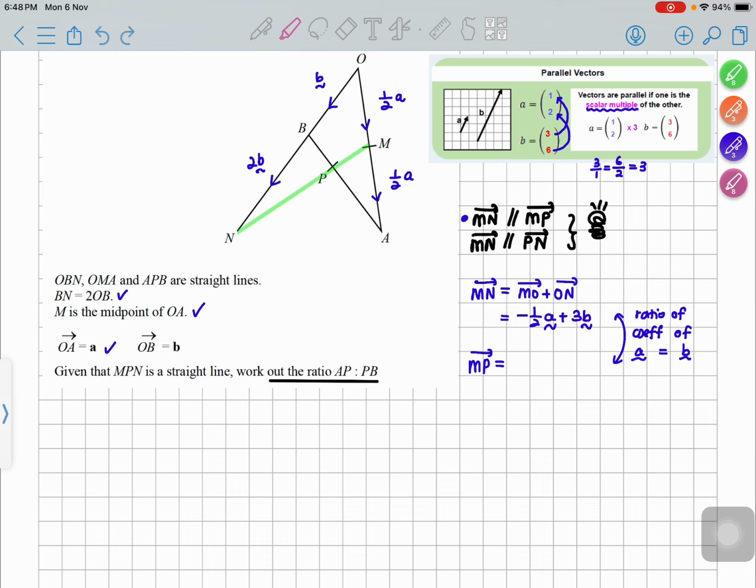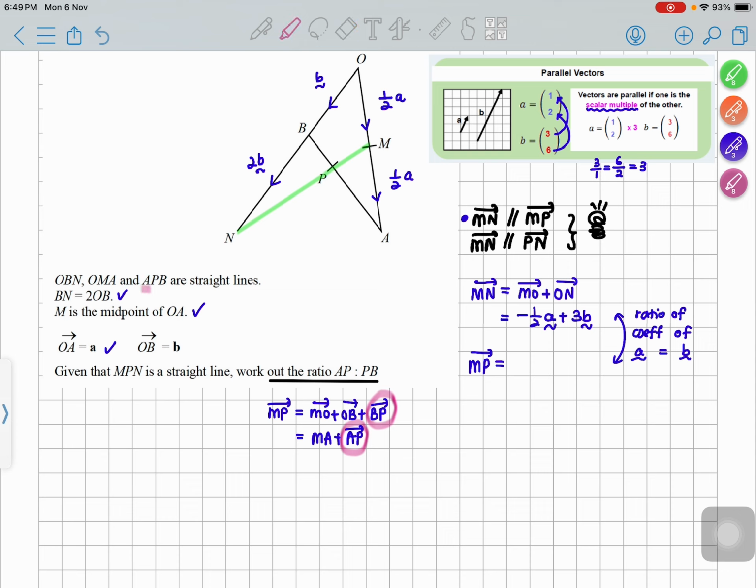So how do you find the MP? Which pathway do you want to take? Can you do MP is MO plus OB plus BP? Of course you can. You can definitely do this. It's just that you don't know what BP is, so this is still unknown. Correct? Or maybe your other path is MA plus AP. Still, this part over here is unknown. I'm not sure what my BP is and I'm also not sure what my AP is. So in that case, what am I going to do? I'm going to try to read the question again.